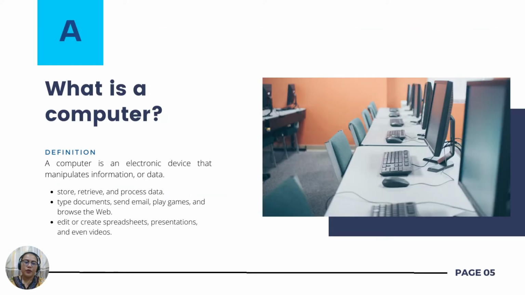What is a computer? Of course, this should be the first topic that we will discuss since we are still starting on this course. And by definition, a computer is an electronic device that manipulates information or data. Okay, let me highlight some words on this definition. A computer is electronic, meaning a computer is run by electricity.